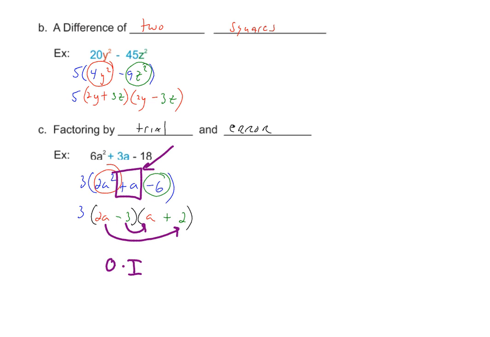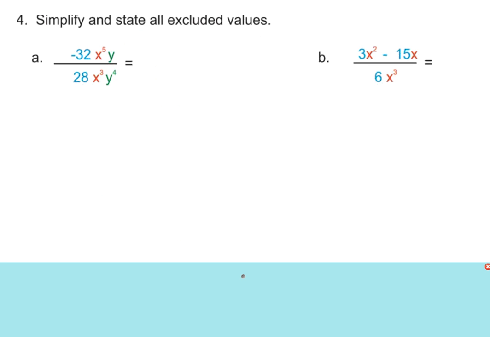All right, all of this just to review our situation and get us ready to go ahead and reduce. Simplify, it says, and state all excluded values. You can state the excluded values ahead of time, but we'll do them at the end. This is just a simple problem of reducing. Numbers with numbers, variables with variables. We have a monomial over a monomial. All right, so I'm looking at this.